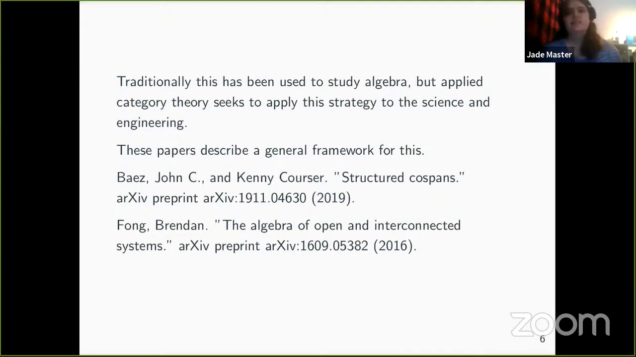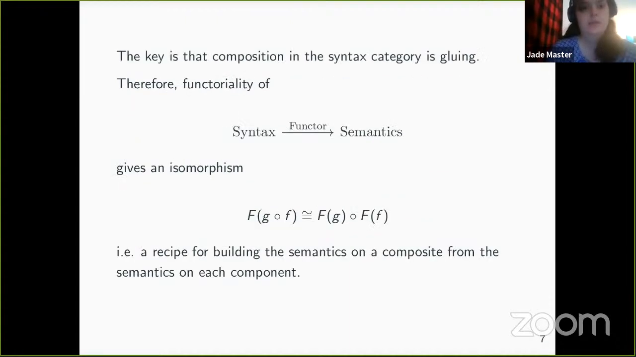Traditionally, the syntax semantics approach has been applied to algebra, but recently these two papers that I mentioned here by Kenny and Brendan Fong describe an approach to doing this using cospan formalisms, which I'll get into in a little bit. What's good about this approach is that in the syntax category, the composition is given by gluing. So that means that if you have a functor from the syntax category to semantics, the functoriality equation will look like this equation that I've written here.